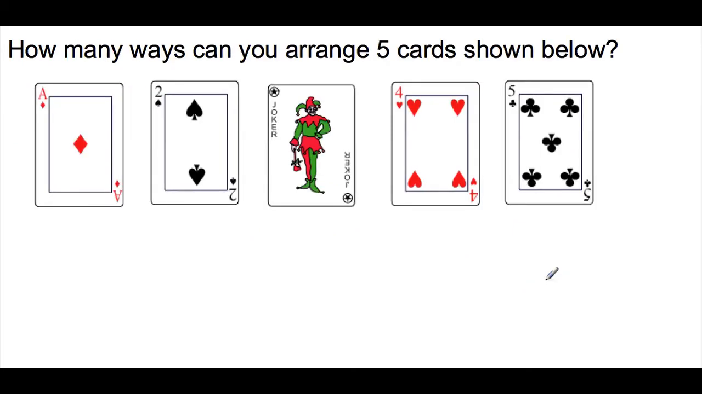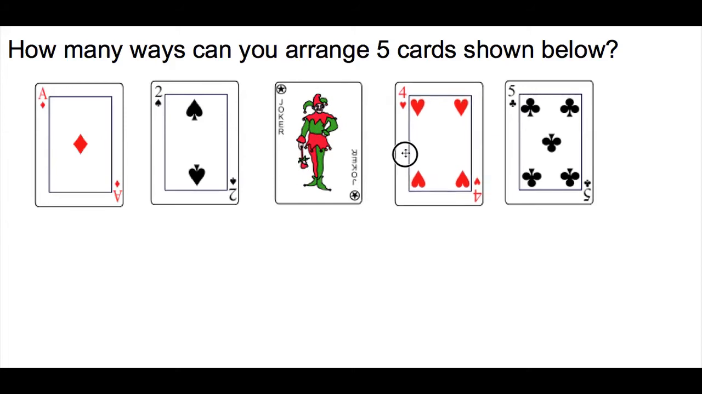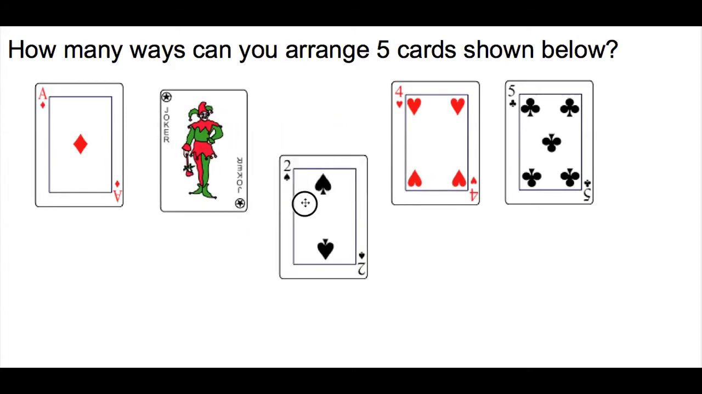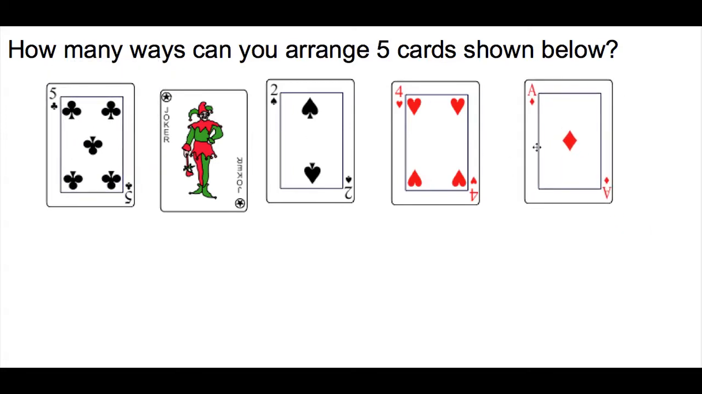Then, how about this one? How many ways can you arrange the 5 cards shown below? So we have the ace, 2, the joker, 4, and 5. So we have 5 cards here. Alright, I'm going to give you a little bit of time to think about it also. Great. In order to actually list or arrange each card, it may not be that easy. I can move this one this way, or bring this one over this way. There are many different ways of doing it.